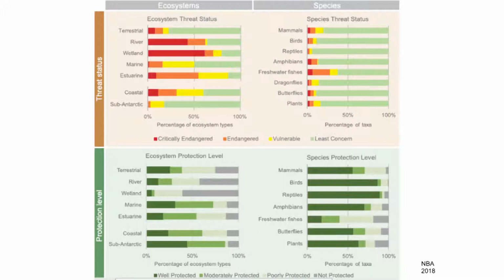But if you look at the protection level, it's the least protected. And therefore, species that occur in our riverine and wetland systems are the least protected, yet the most threatened.